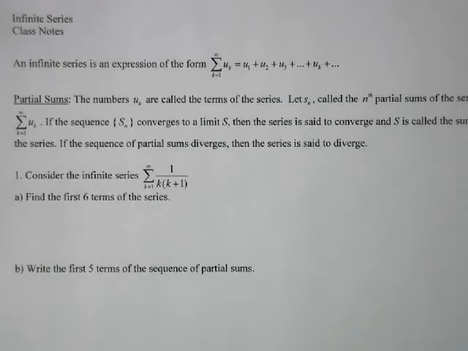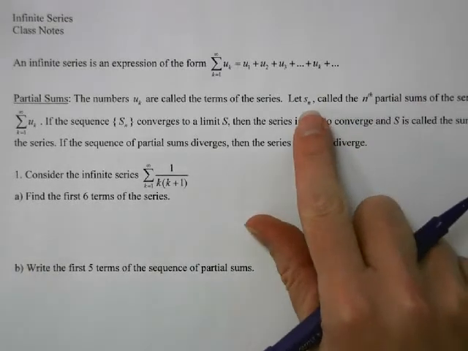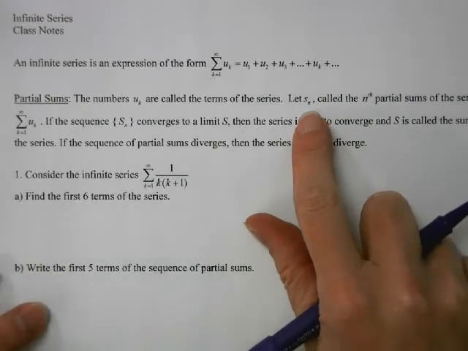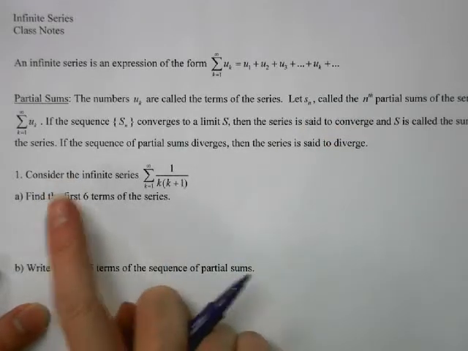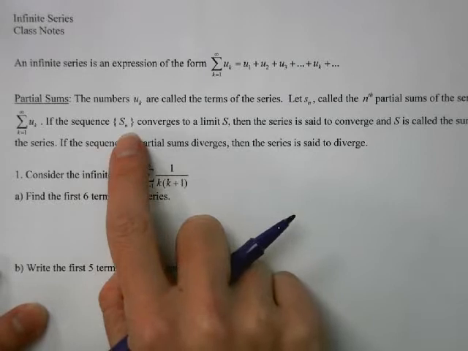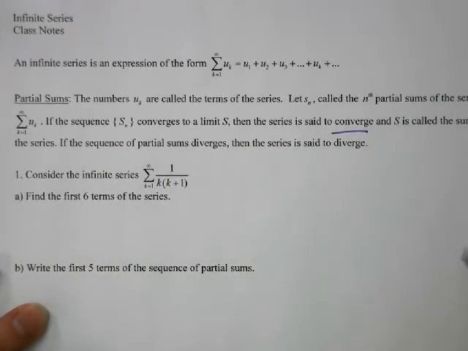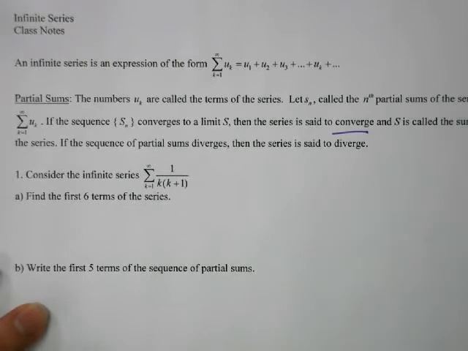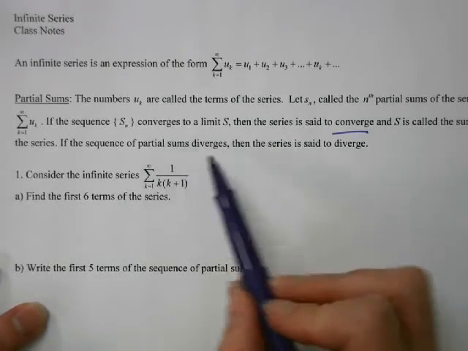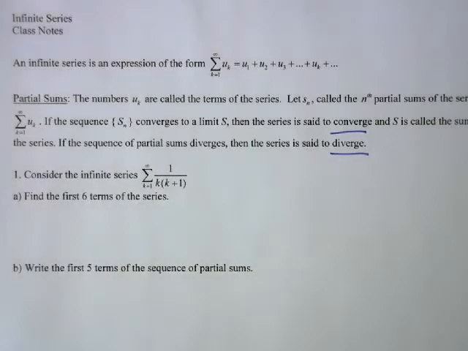Okay. So the first thing we're going to look at are partial sums. The notation for partial sums is Sn, called the nth partial sum of the series. If the sequence of the partial sums has a limit, then the series is said to converge, and S, the sum, is the sum of the series. If the partial sums diverge, then the series is said to diverge. So convergent and divergent series.